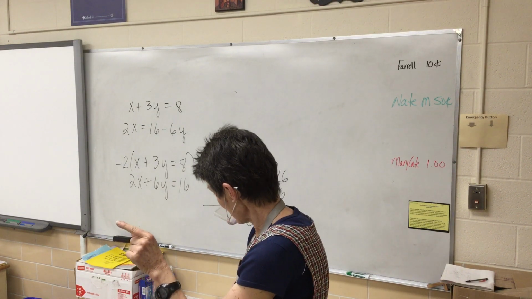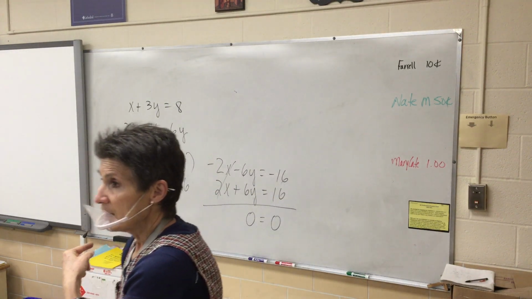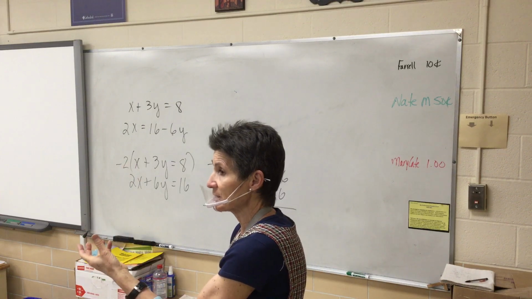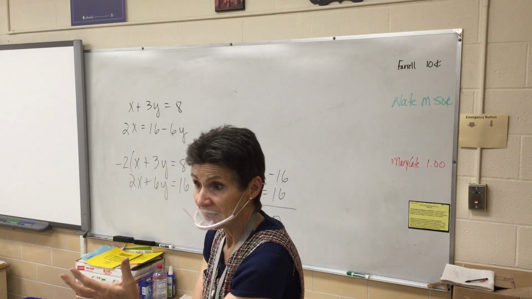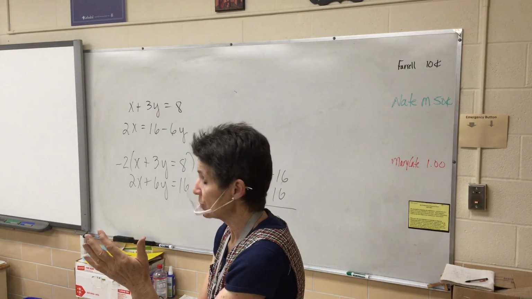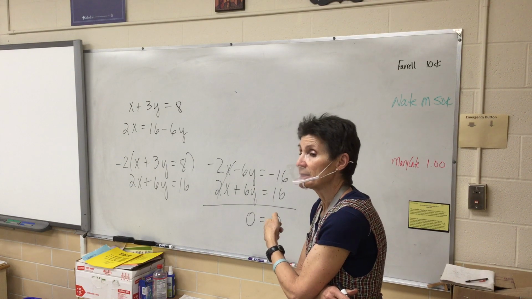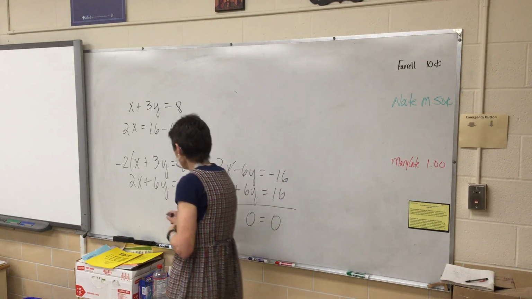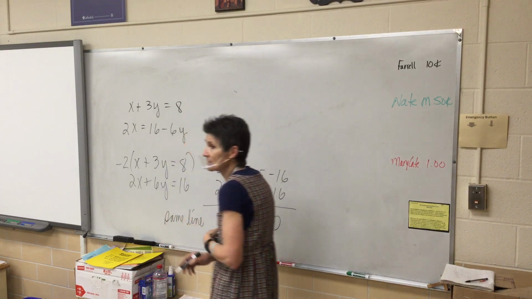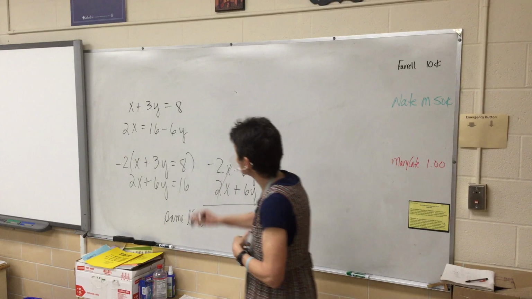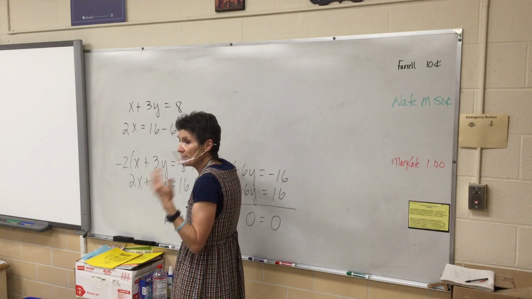Now I want you to think about what happened yesterday. Look at number 6. That was no solution. That one was different than this. That time, when everything canceled out, you were left with like 3 equals 8 or something like that, which is not true. But this time I'm left with 0 equals 0. Is that true? Yes. These are the same line. So in other words, if you graphed this equation and you graphed this equation, they would be right on top of each other.